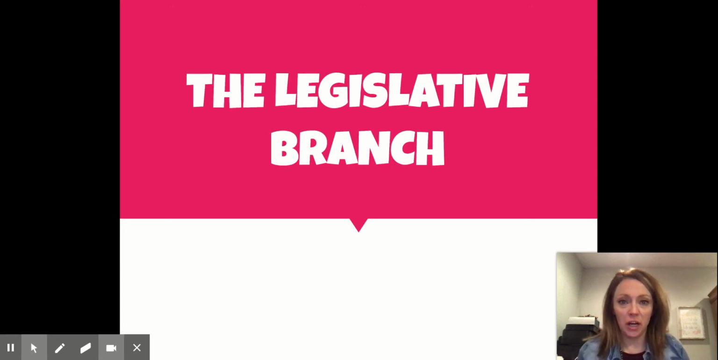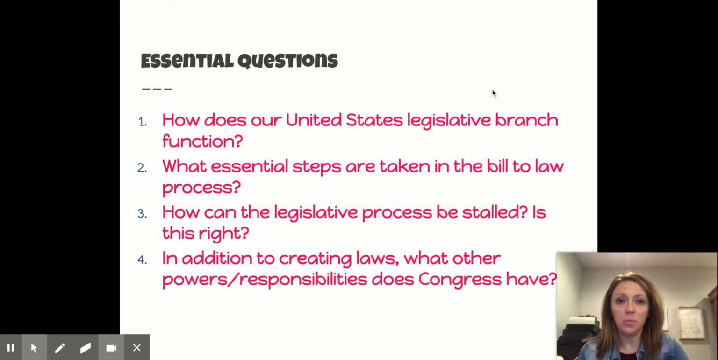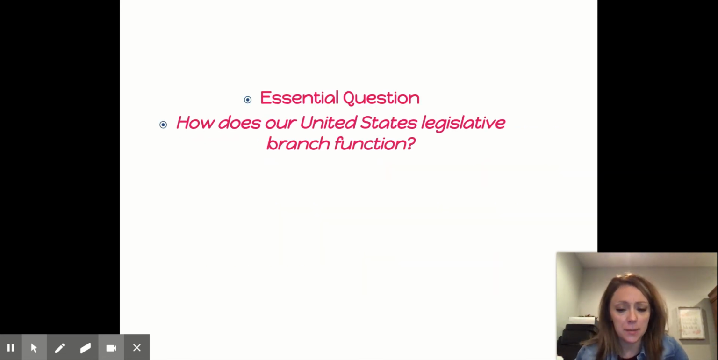Welcome to the Legislative Branch Part 1. We are going to be focusing on some basics of Congress throughout this unit. We're going to be looking at how Congress functions as a legislative branch. We're going to look at the essential steps in the bill to law process. We're going to look at how the legislative process can be stalled and the other responsibilities of Congress.